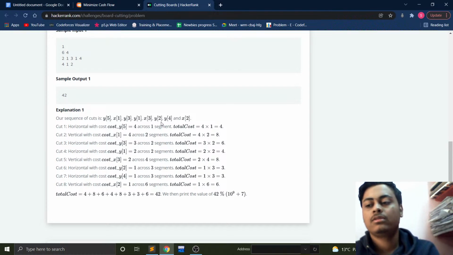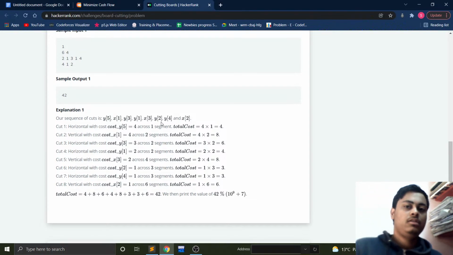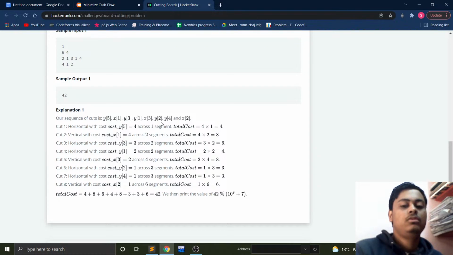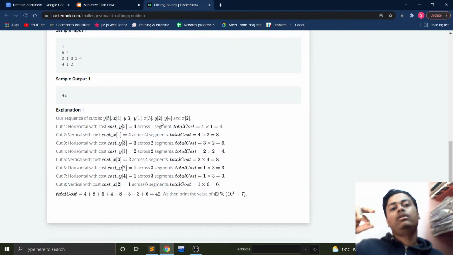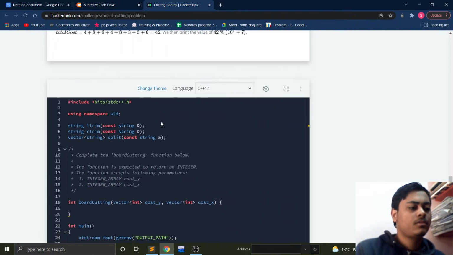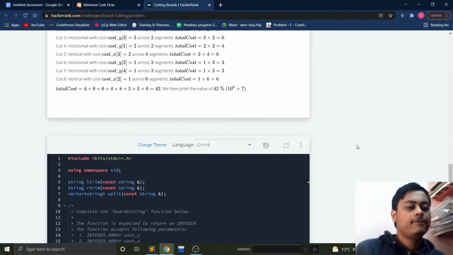If I have two values of equal cost, like a horizontal cut with value 4 and a vertical cut with value 4, it doesn't actually matter to choose one over the other, because if I choose the horizontal one first, it will increase the number of segments more for the other cut. Yes, so I think it will not matter, and we can just sort.